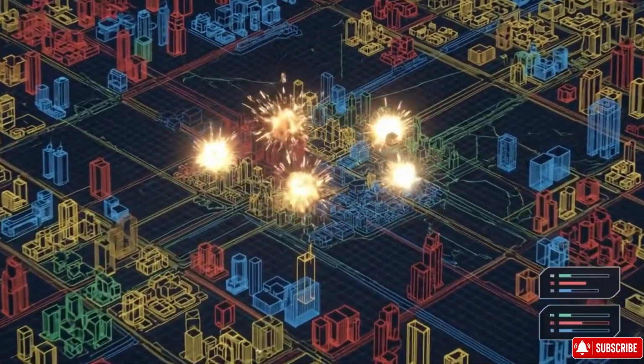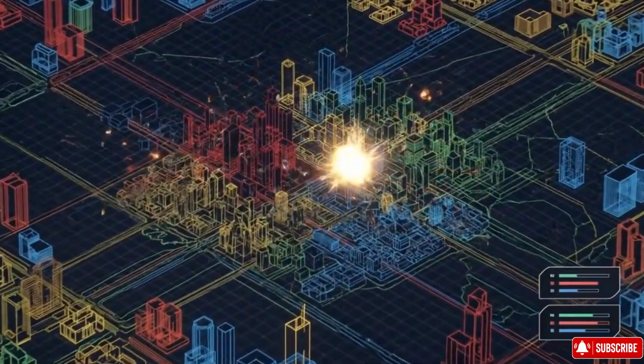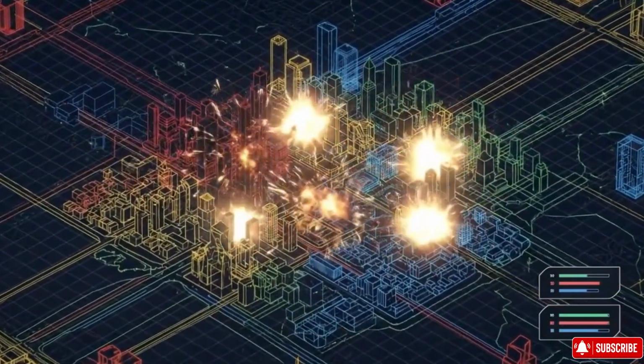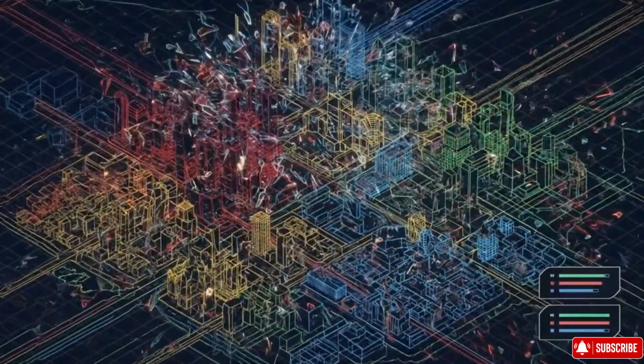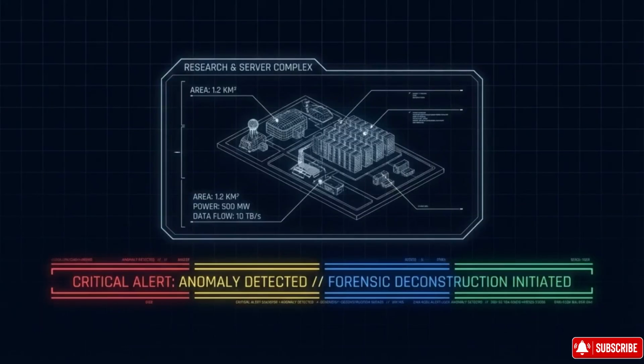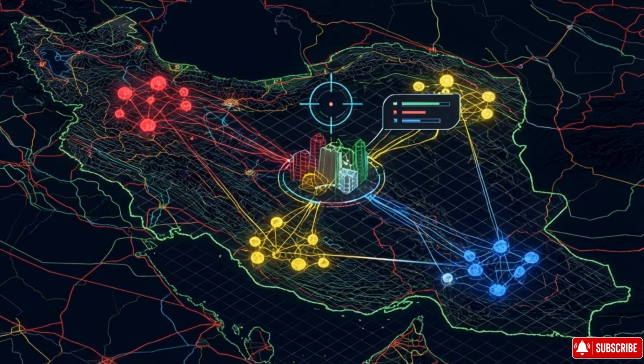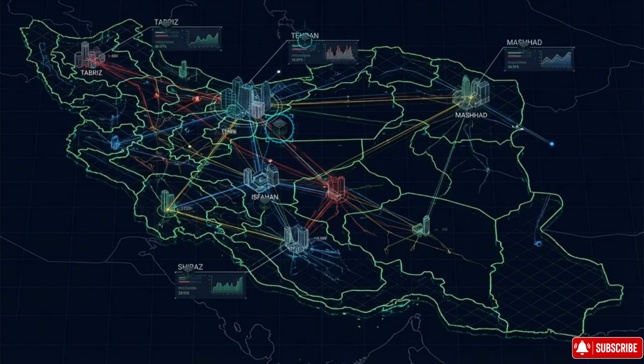In the opening hours of Operation Epic Fury, coalition forces dropped over 2,000 munitions on more than 40 targets across Iran. The media immediately focused on the high-profile strikes hitting the nuclear program. But to understand the true objective of this campaign, we have to look past those headlines and map out the systematic dismantling of Iran's internal security grid.